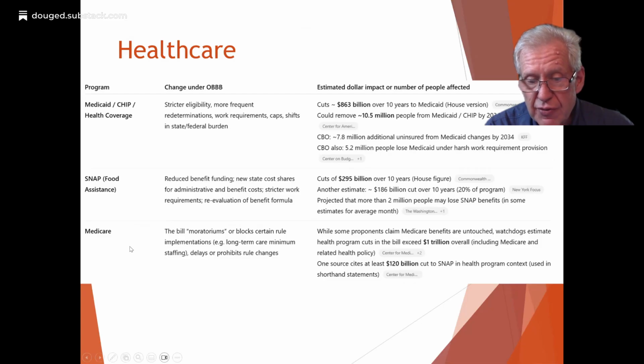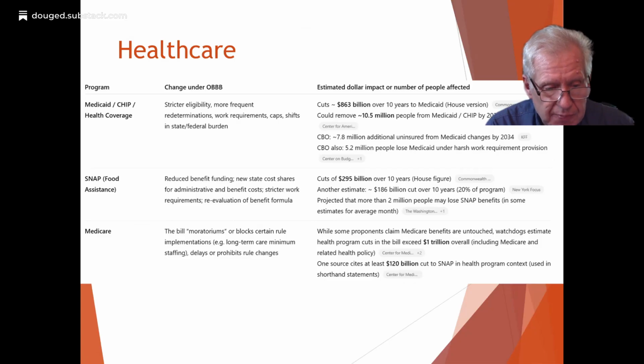Now, those numbers vary. As I've said before, you can look at the source and get slightly different numbers. The Congressional Budget Office says maybe 7.8 million additional uninsured. It also says 5.2 million will lose Medicaid under harsh work requirements. So whether it's 14 million or 10 million, a lot of people may lose health insurance, undoing a lot of the work that was done under primarily Democratic administrations over the last 10 years.